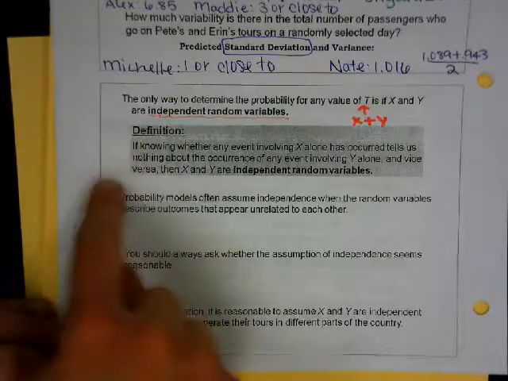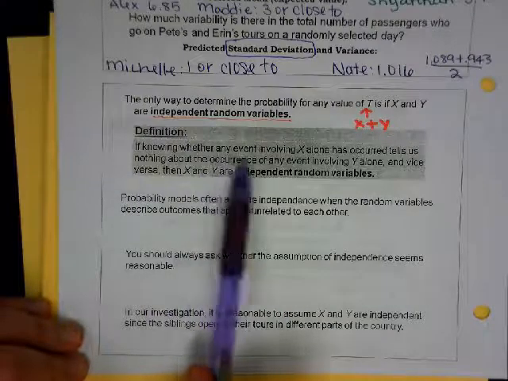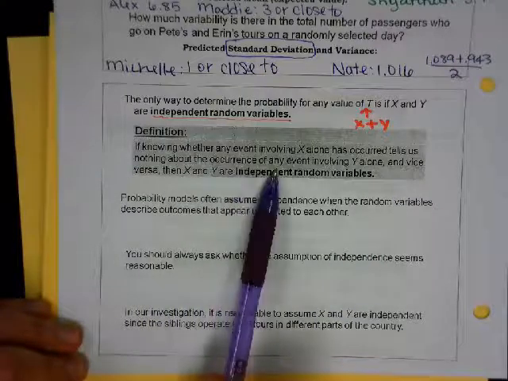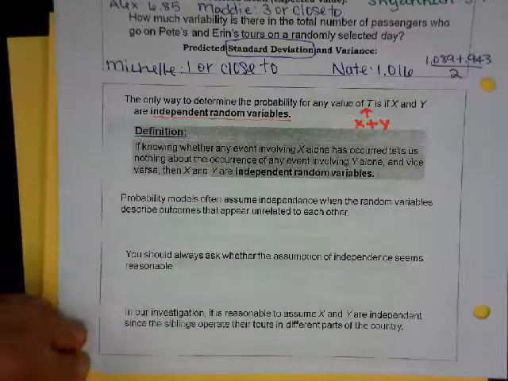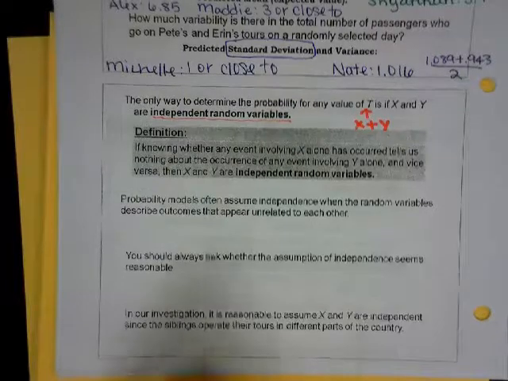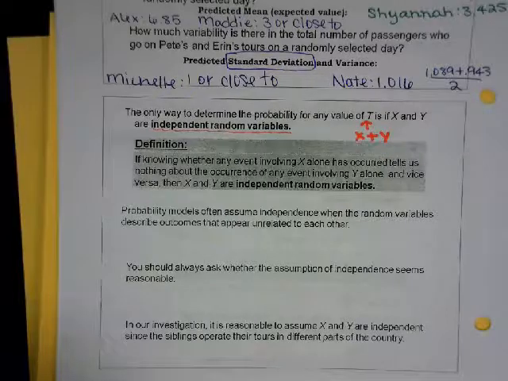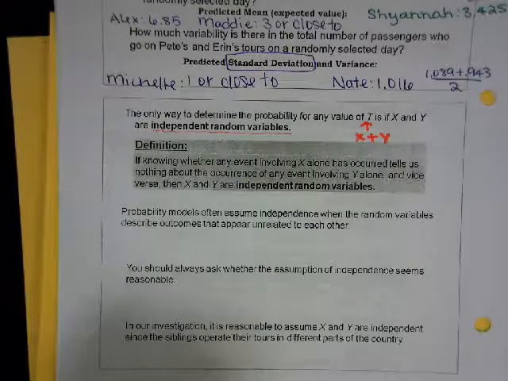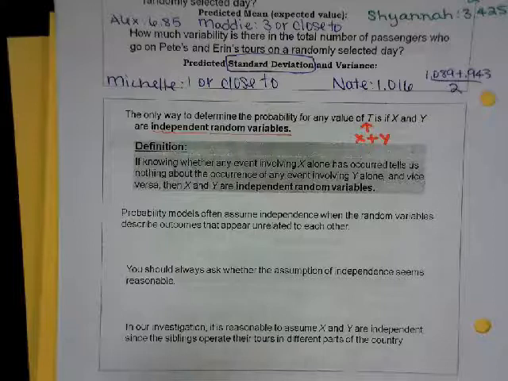So just as a reminder, the definition: if knowing whether any event involving X alone has occurred tells us nothing about the occurrence of any event involving Y alone and vice versa, then they're independent random variables. So X happening has no effect on the probability of Y happening. Y happening has no effect on the probability of X happening. That is the same definition of independence that we had in chapter 5.